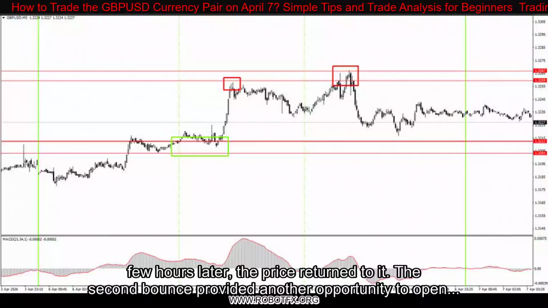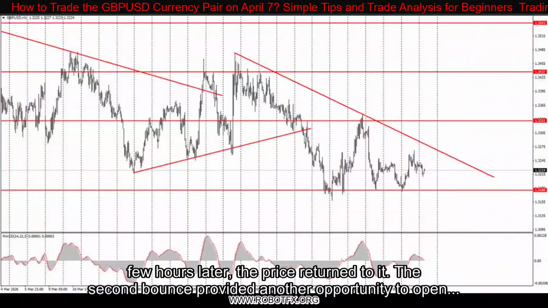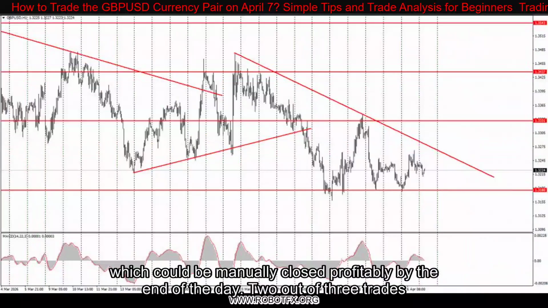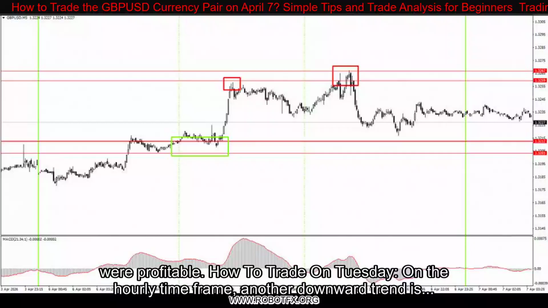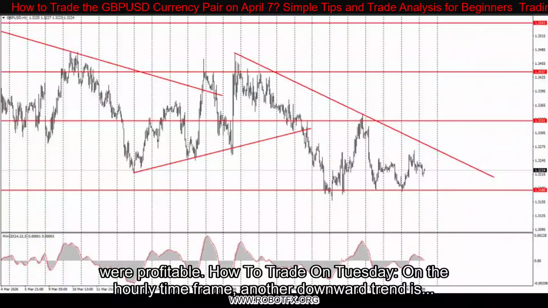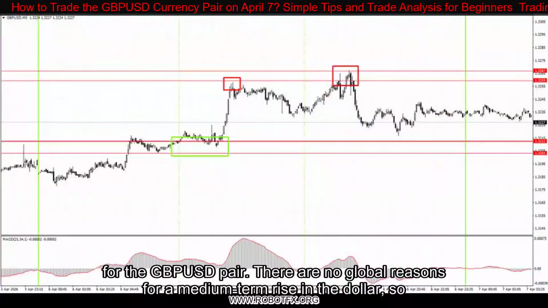In just half an hour, the area of 1.3259-1.3267 was tested with minimal deviation. The bounce from this area allowed for short positions to be opened, but a few hours later, the price returned to it. The second bounce provided another opportunity to open shorts, which could be manually closed profitably by the end of the day. 2 out of 3 trades were profitable.